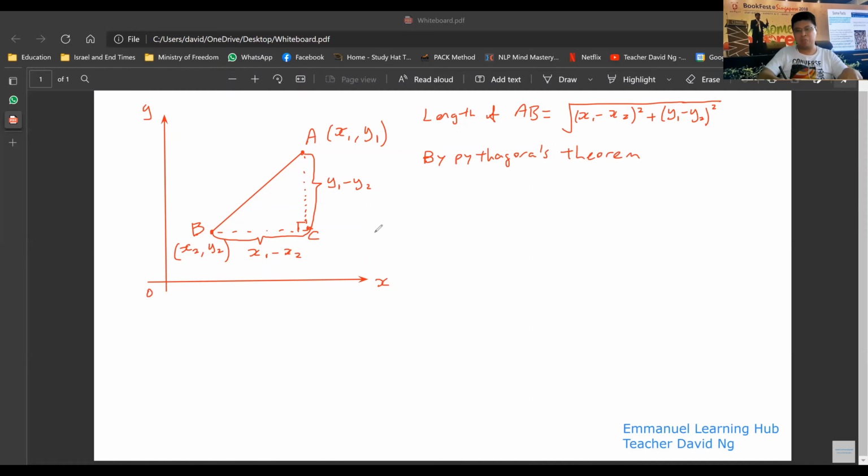You learn Pythagoras Theorem in your Sec 2, right? Still remember Pythagoras Theorem? So your AB square will then be equal to BC square, your BC is x1 minus x2, then your AC is y1 minus y2, and I square it. So your AB will then be equal to the square root of this.